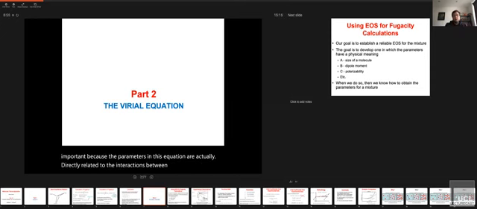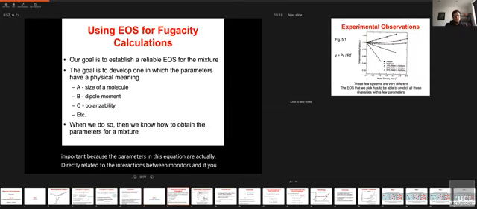And if you remember, what the statistical mechanics want to do is to relate the interactions between molecules to the equation of state, for example, to how the macroscopic manifestation of a system look like. So ideally what we want is an equation of state in which there are parameters, but we want to be able to describe those parameters depending on the properties of the molecules in that system. So for example, the size of a molecule, the dipole moment, polarizability, and so on and so forth.